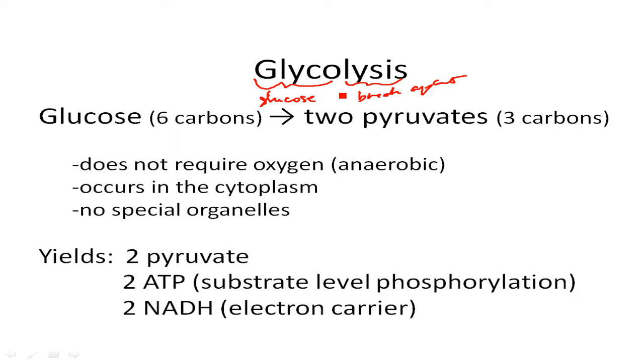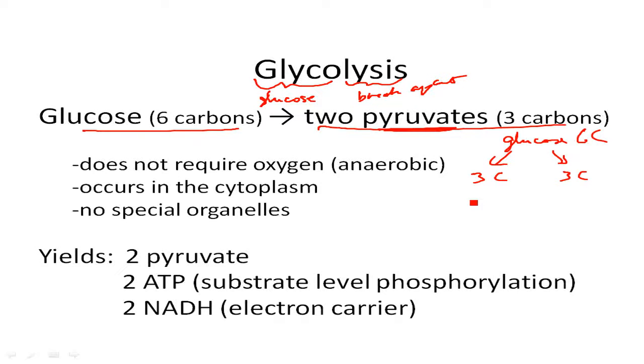Basically, this first step of glycolysis, we're just going to take glucose, we're going to break it into 2 molecules. So we take this 6-carbon glucose molecule, we break it in half into 2 3-carbon molecules, which we call pyruvate. So now we have gone from glucose which is a 6-carbon molecule, to 2 3-carbon molecules, and each one of these is called pyruvate.